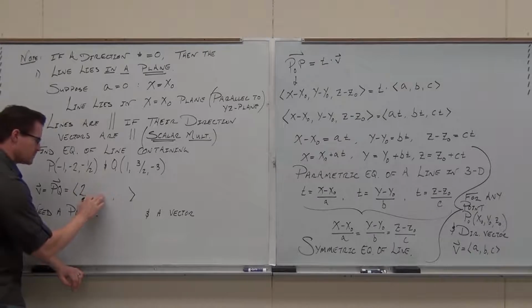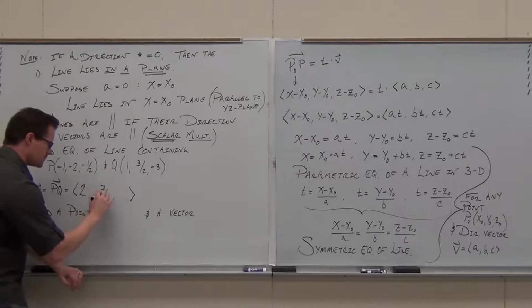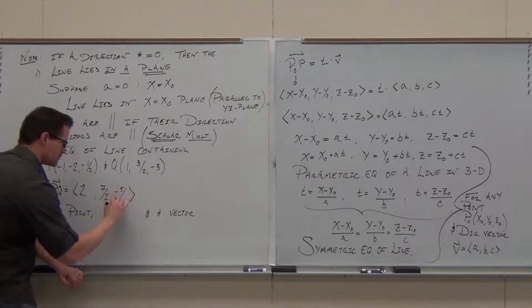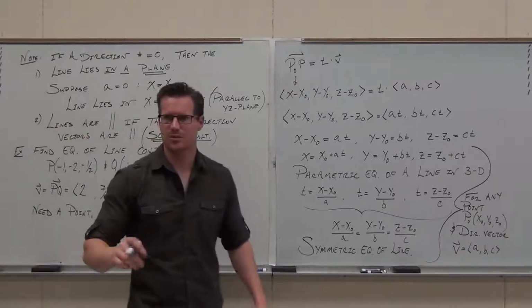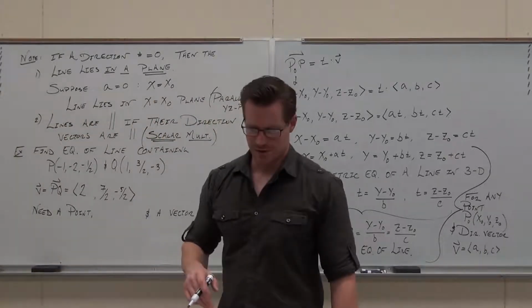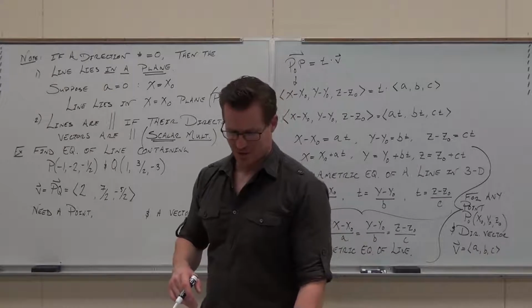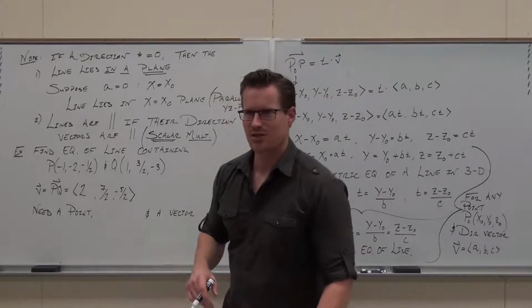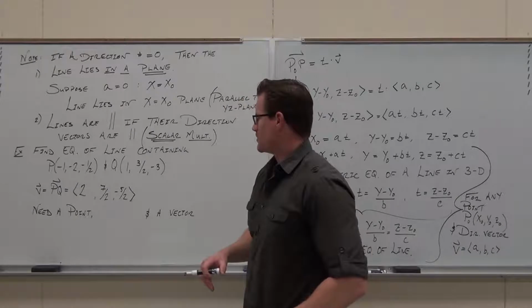So when you did this, how much do you get? 2, 7, negative 5. I'm going to believe you. Can I get a triple check on that, though? Perfect. All right. See how much I believed you. Just kidding. It just happens, you know.